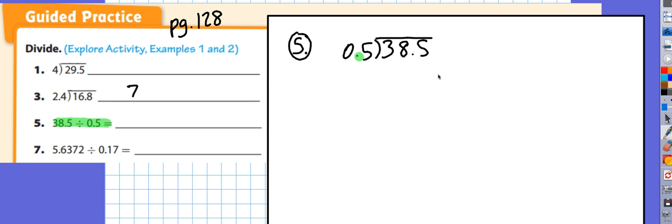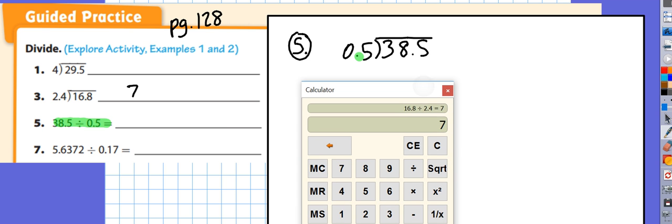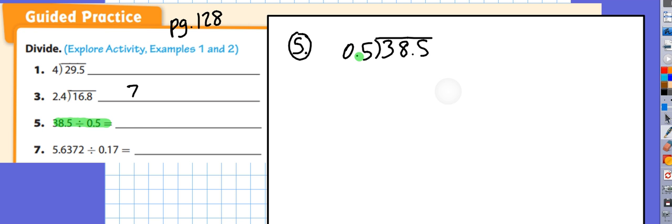So think back to what we learned on page 127. If the divisor is a decimal, we have to multiply it by a power of 10 to make it a whole number. So we're going to multiply 0 5/10 times 10. I'm going to prove how that becomes a whole number. 0 5/10 times 10, and that's 5. That's a whole number. So we just multiply by 10.